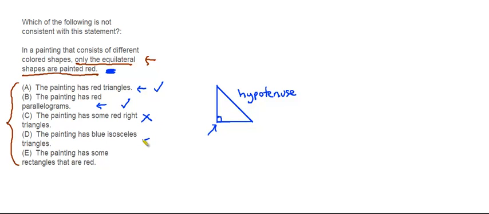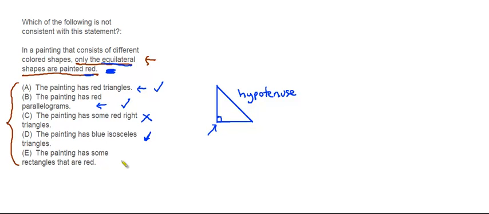So D, the painting has blue isosceles triangles. Well, it only talks about red equilateral shapes. So if we have a blue shape that is not equilateral, that's okay. It's not going against anything that's been said. It's not going against that statement. So that's okay.